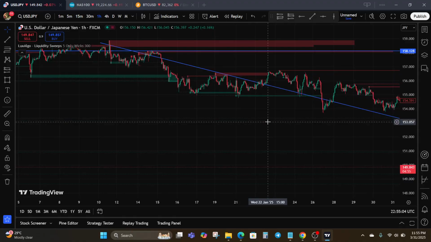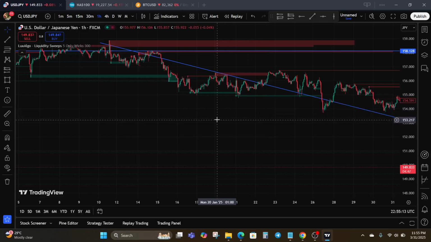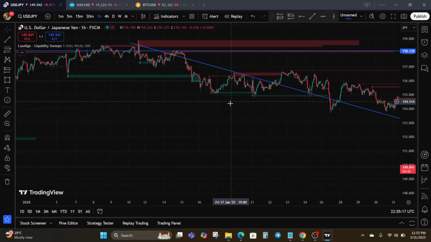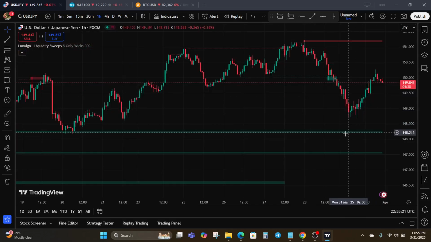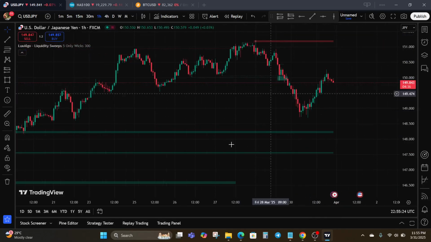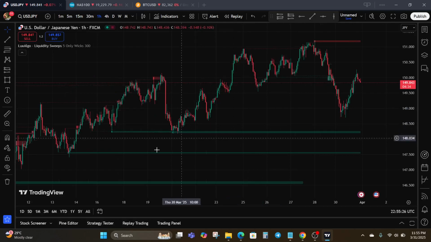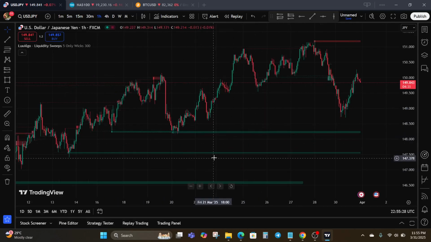Now, smart money concepts, or SMC for short, are all about understanding the true market structure. And the liquidity sweeps indicator gives a clear visual representation of where price is likely to reverse or continue after liquidity is taken, right? You can see all these red shaded areas, green shaded areas on the chart.